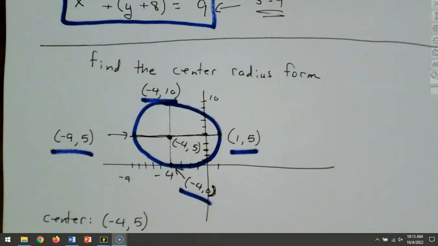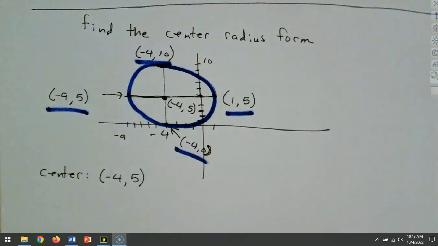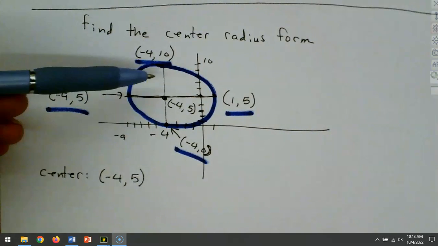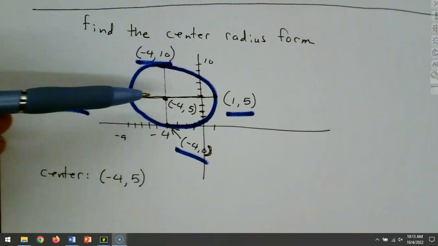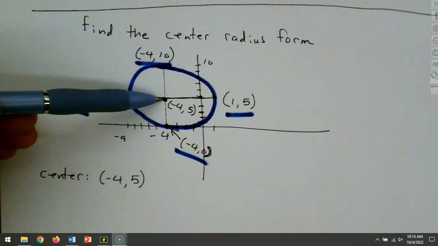Is everyone okay with how I did that? You could also find your midpoint. If you did the midpoint here of those 2 points, that would land you right there. So you can either use the midpoint formula, or you can do it graphically. So either algebraically or graphically.